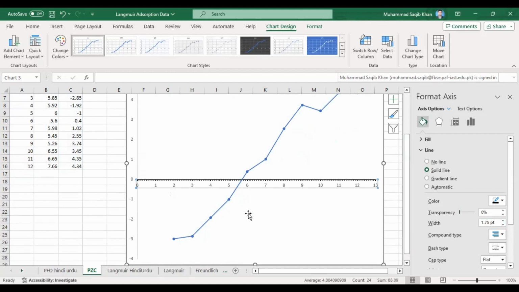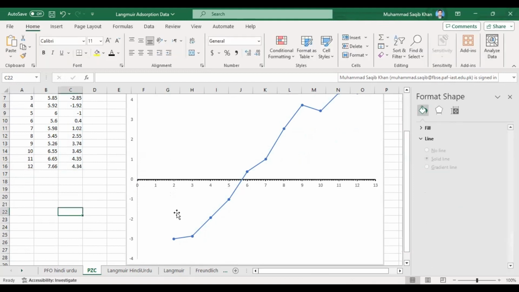So you can see over here that it crosses at 5.6 or 5.7. It crosses the x-axis at 5.7. So our PZC value, or point of zero charge value, is 5.7. So at the pH of 5.7, our material will have zero charge on its surface.